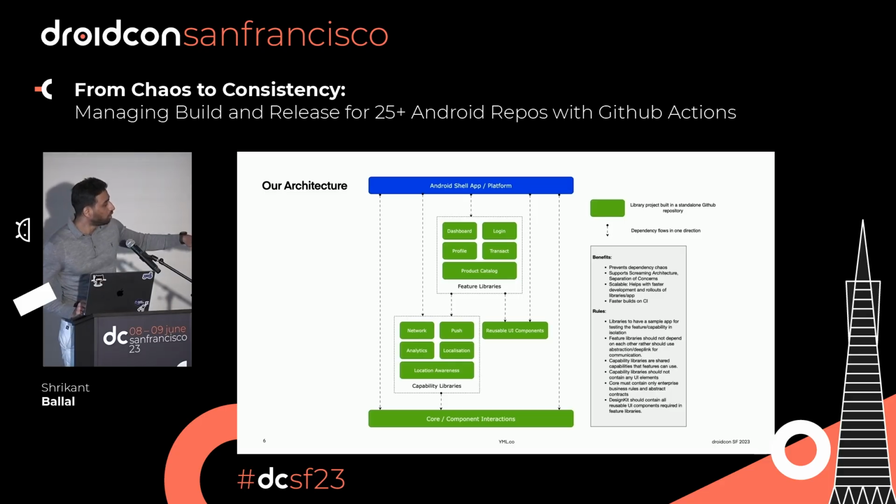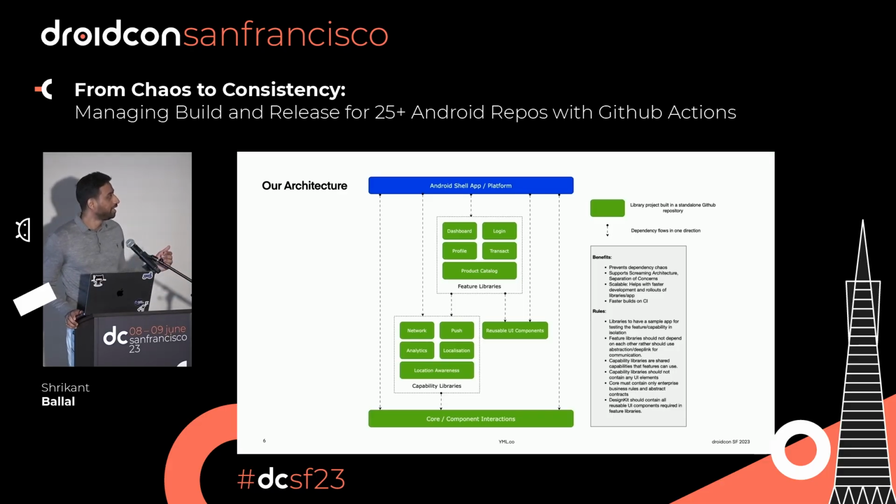So I'll start from the bottom. All the green boxes that you see here are independent GitHub repositories at the moment. At the bottom, we have core, where we keep our abstract interfaces and enterprise business rules. On top of that, we have capability libraries. These are shared libraries like network, push, that all features would need. Reusable UI components is where we place all our UI components, so that even if we have multiple teams scattered across the world at the client location, although there are so many developers building the application, it still looks consistent using this UI component library.